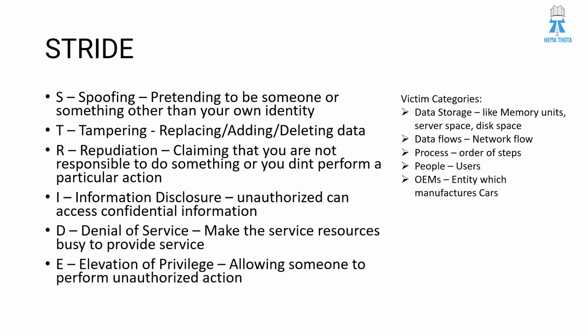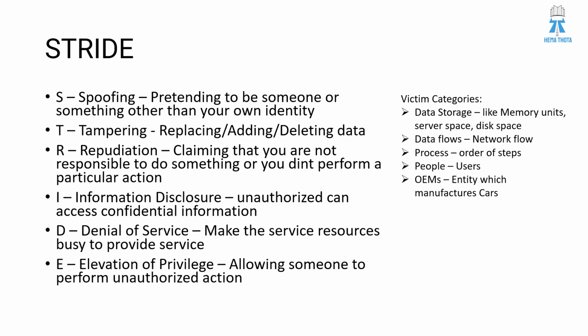These are the victim categories which we have mentioned here. For spoofing, the victim categories are the OEMs, that is the entity which manufactures cars, the people who are the users of cars, and processes, that is the order of steps. It's going to deviate the order of steps, which should be carried out one after the other, but because of spoofing, the hacker can hack your things, something like that.